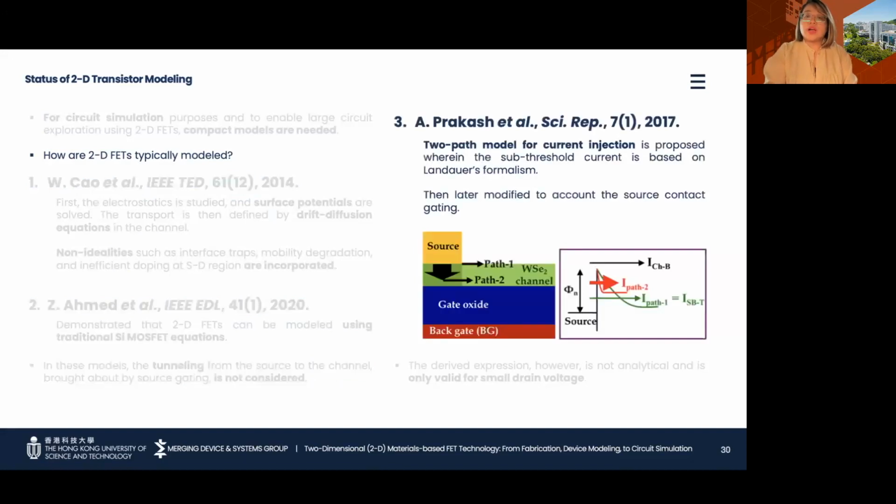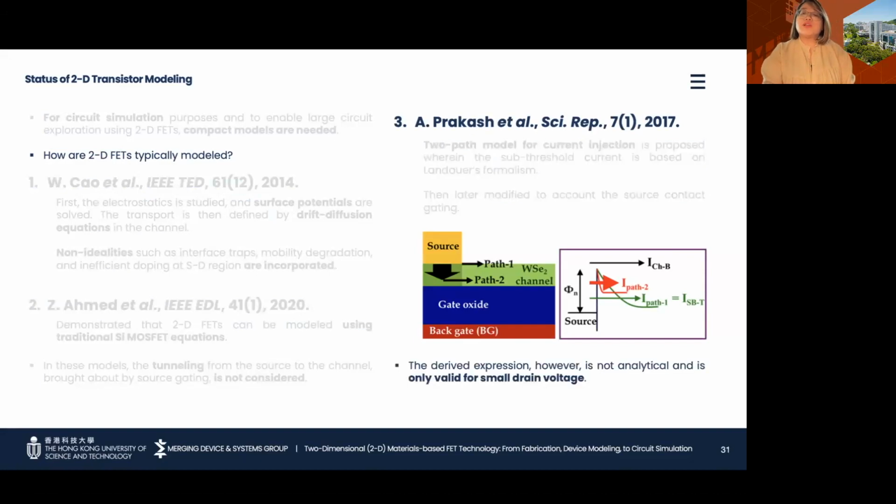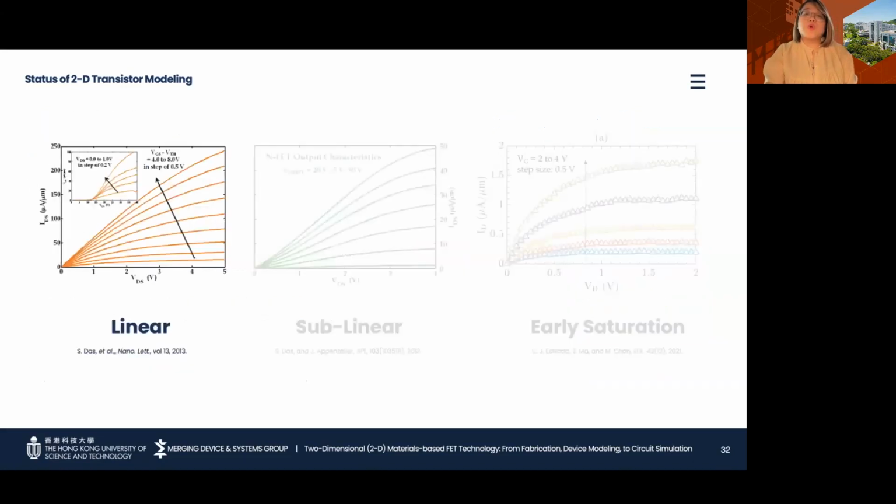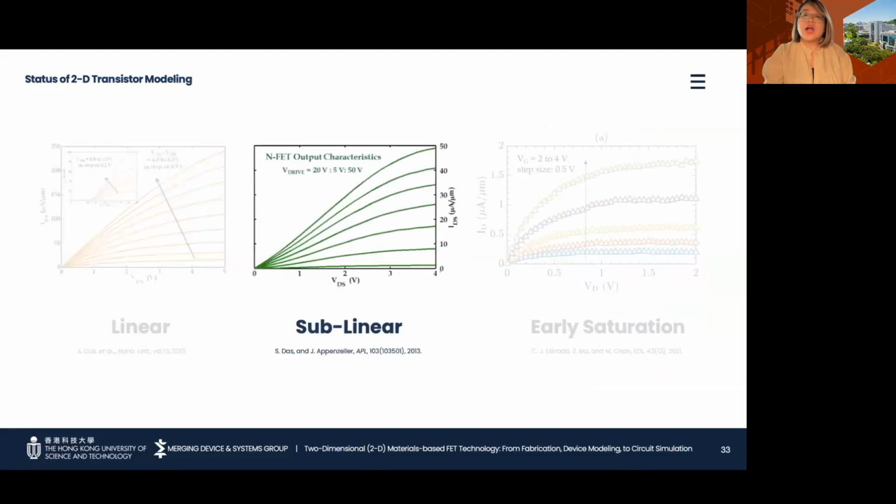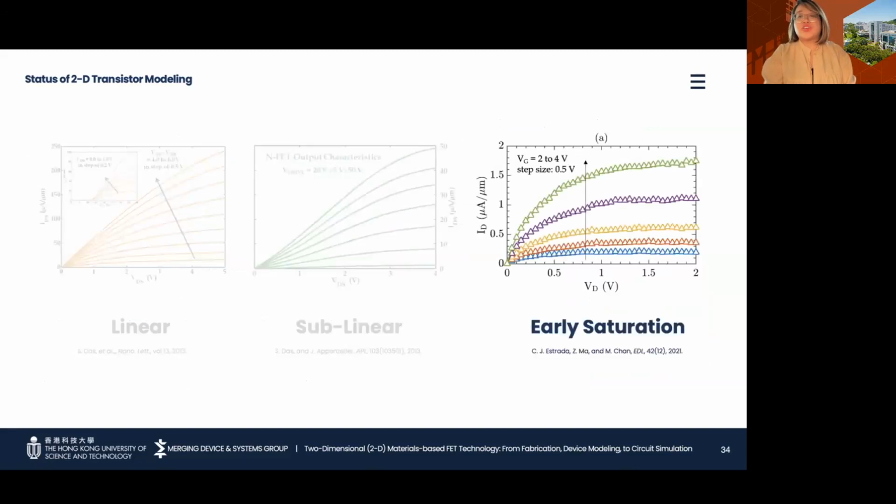In another work, the source gating is considered by proposing a two-path model for the current injection. But the derived model only works for small drain voltages, so the effect of the drain voltage is not captured. It is important to understand the drain control on the overall shape of the barrier seen by the carriers from the source contacts, because there are varying degrees of drain current dependence observed in fabricated devices. That is, before saturation, the output characteristics exhibit linear, sublinear, or even early saturation characteristics.